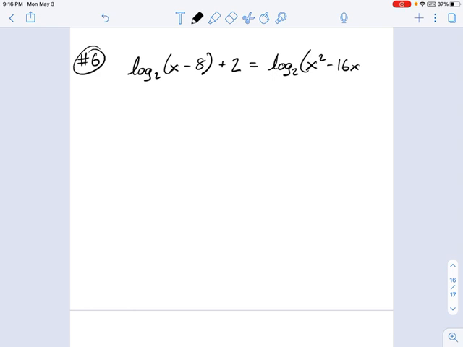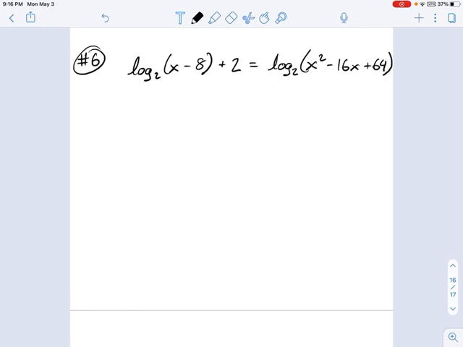All right, in this example, let's write down the problem that I'm looking at here. This is problem number 6. And this is where the log equations are going to start getting a little more interesting. This one says log base 2 of x minus 8 in this example plus 2 equals log base 2 of x squared minus 16x plus 64.